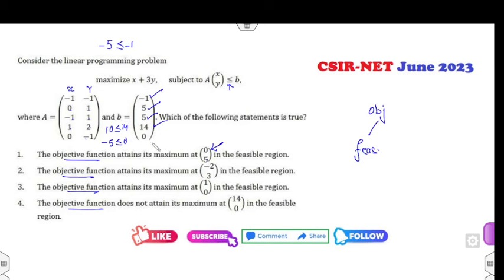Minus 5 less than 0, satisfied. So yes, this is my feasible. Now whether it's optimal or not, we will see later.